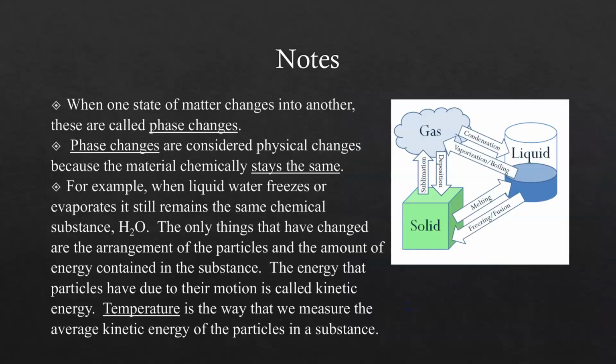So when one state of matter changes into another, these are called phase changes. Phase changes are considered physical changes because the material chemically stays the same. For example, when liquid water freezes or evaporates, it still remains the same chemical substance, H2O. The only things that have changed are the arrangement of the particles and the amount of energy in the substance. The energy that particles have due to their motion is called kinetic energy. Temperature is the way that we measure the average kinetic energy of all the particles in a substance.